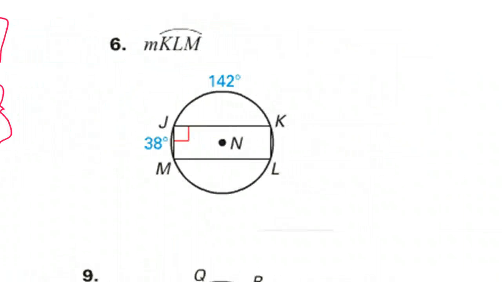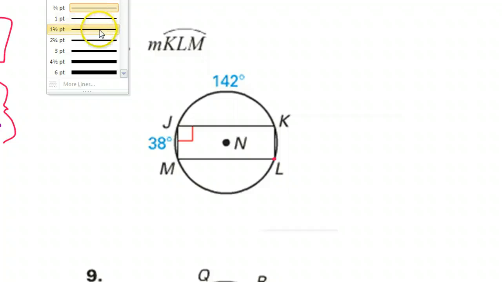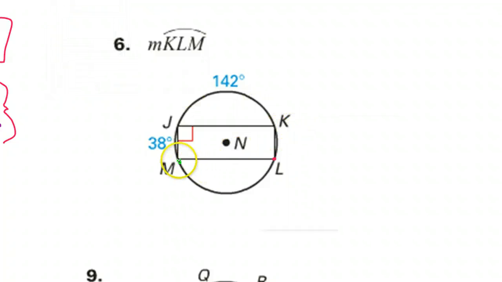Alright, for number 6, we're supposed to find the measure of arc KLM. KLM, so that's from here through here to here. We're finding the measure of this arc. Well, let's take it piece by piece. Well, actually, let's not take it piece by piece. Let's just do the whole thing. So again, KLM is this green arc right here.